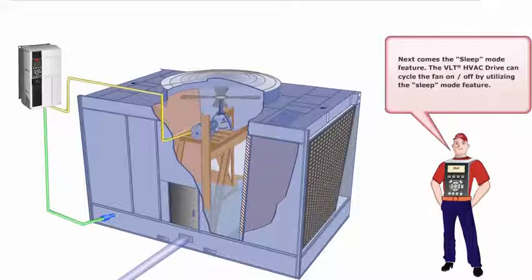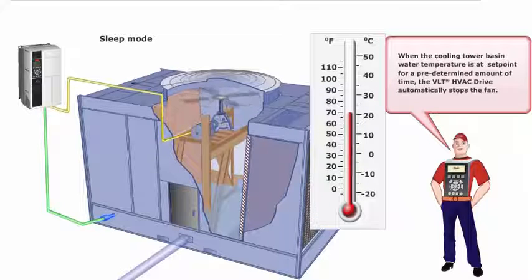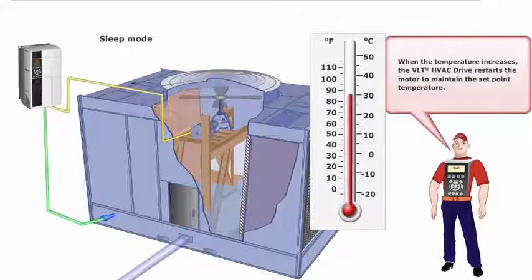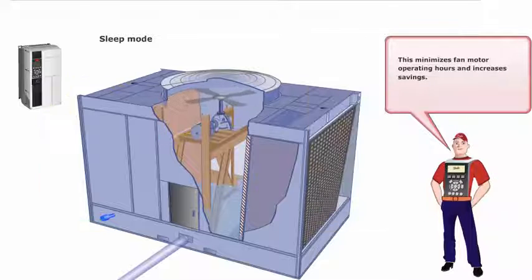Next comes the sleep mode feature. The VLT HVAC drive can cycle the fan on and off by utilizing the sleep mode feature. When the cooling tower basin water temperature is at set point for a predetermined amount of time, the VLT HVAC drive automatically stops the fan. When the temperature increases, the VLT HVAC drive restarts the motor to maintain the set point temperature. This minimizes fan motor operating hours and increases savings.